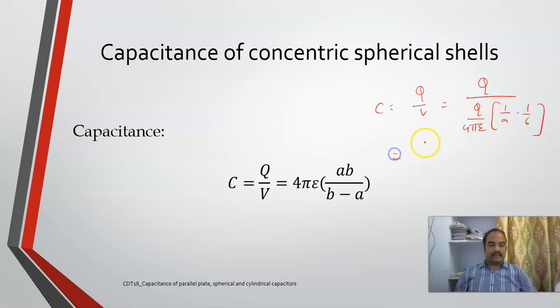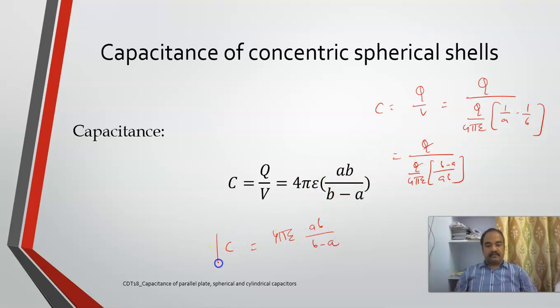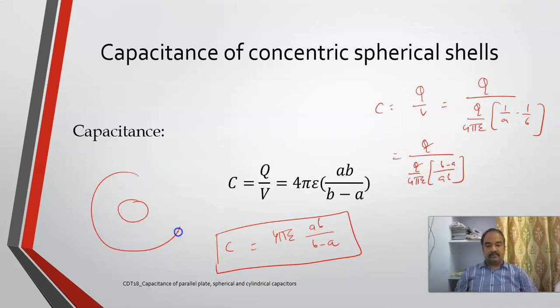So this I can write as, taking the LCM here, this is ab, this is b minus a, right? So Q gets cancelled. What will I be getting? I will be getting 4 pi epsilon ab by b minus a. This is my capacitance of concentric spherical shells. Done.